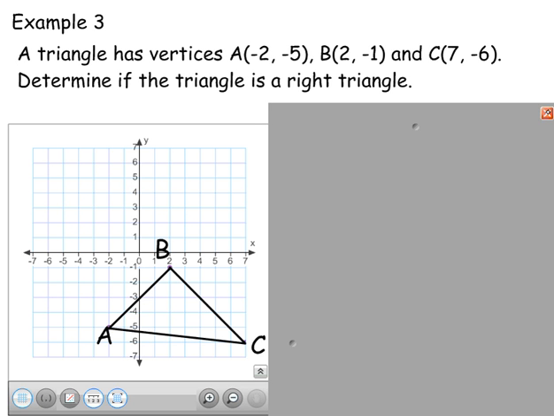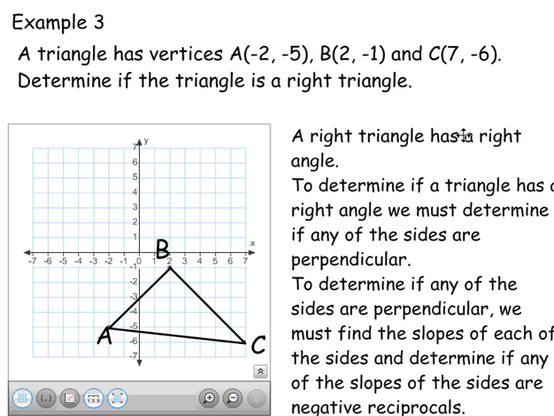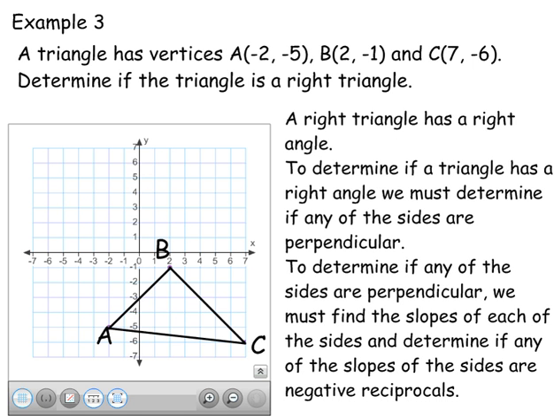Well, what do we know about right triangles? So I wrote something here for you. We know that a right triangle has a right angle. To determine if a triangle has a right angle, we must determine if any of the sides are perpendicular. To determine if any of the sides are perpendicular, we must find the slopes of each of the sides and determine if any of the slopes of the sides are negative reciprocals. So to answer this question, we have to find the slopes of each of the sides.